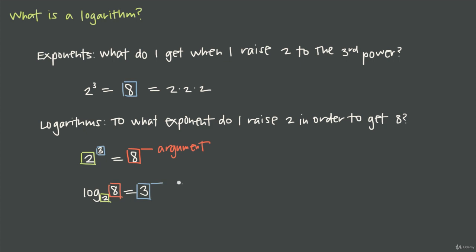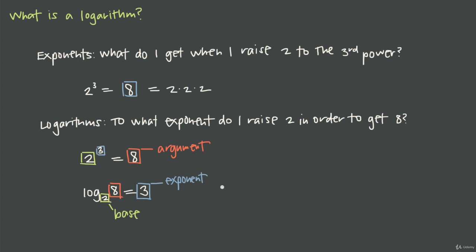So we call this the argument. We call this the exponent. And we call this the base. With that in mind, we usually read this logarithmic equation as log base 2 of 8 is 3, or the log of 8 with base 2 is equal to 3, or maybe even the base 2 log of 8 is 3.